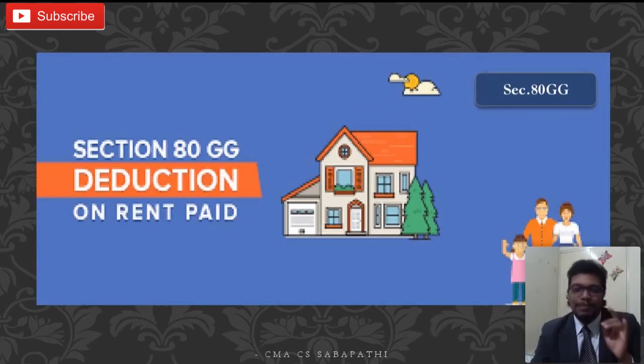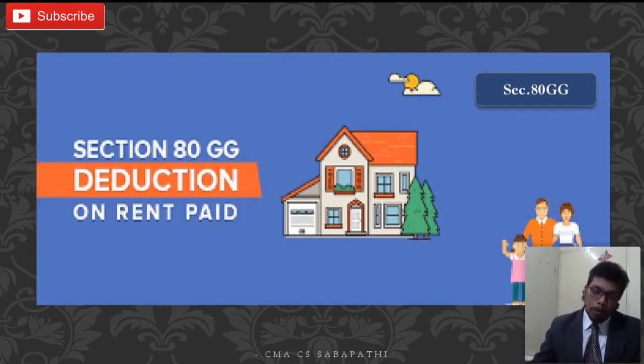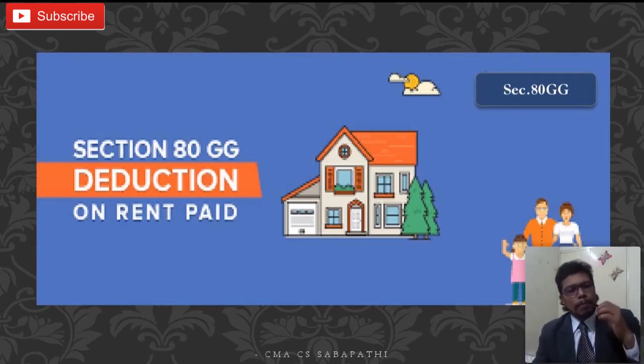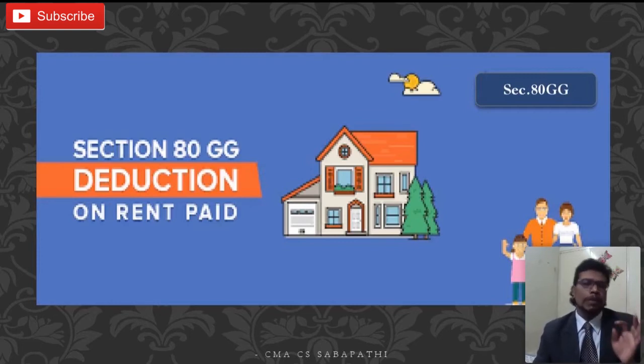You are paying the rent. You are a tenant. You are living in a rented house, right? In this case, you are not going to get the exemption of HRA because you are not receiving the HRA. So the government has come out with this section 80GG. Those who are not receiving the HRA but are paying the rent can avail a deduction of 5,000 rupees per month, a total of 60,000 per year.